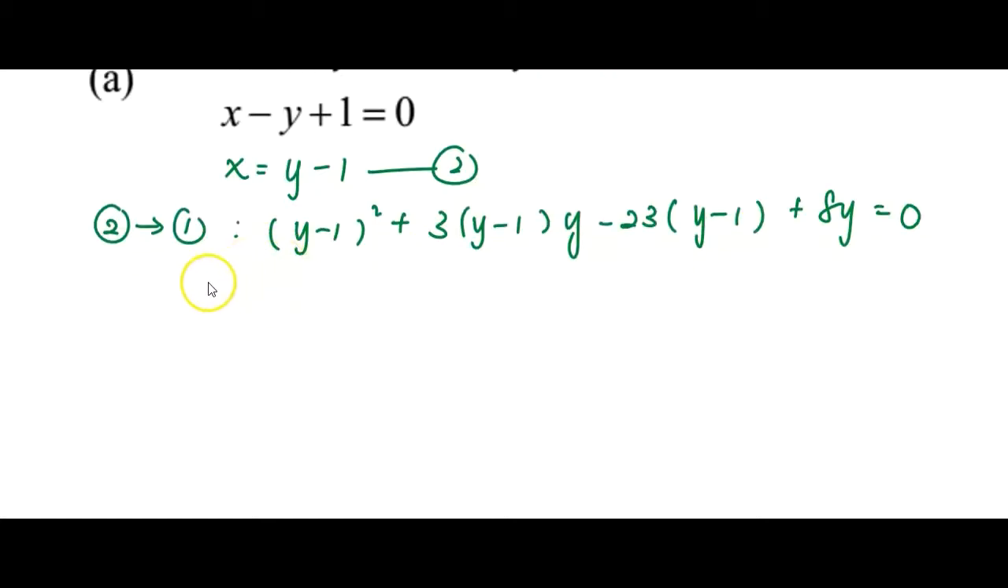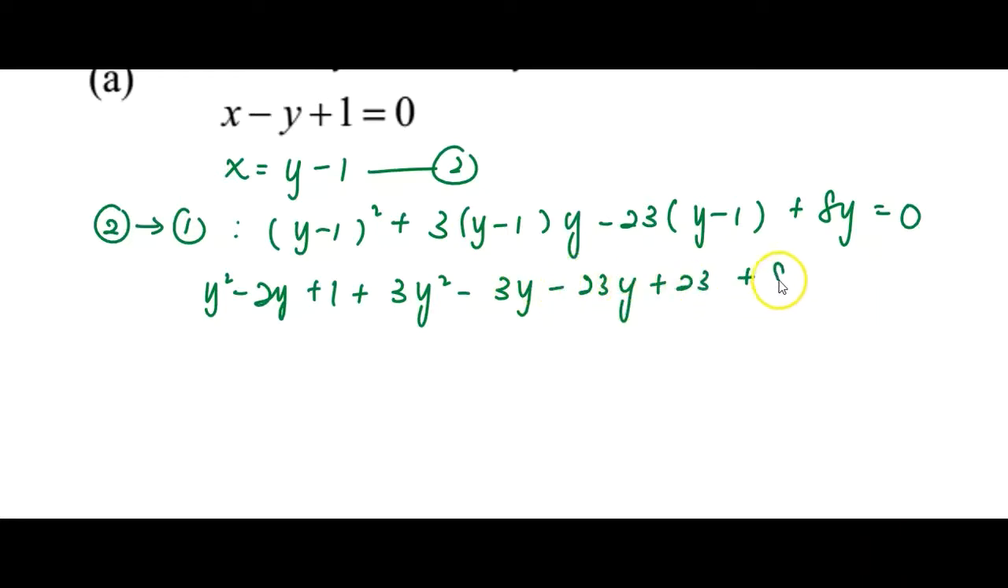I believe that after we expand and simplify, you will have a quadratic equation with y as the unknown. So you have y squared minus 2y plus 1 plus 3y squared minus 3y minus 23y plus 23 plus 8y equals 0. Then we collect all the like terms and simplify it.